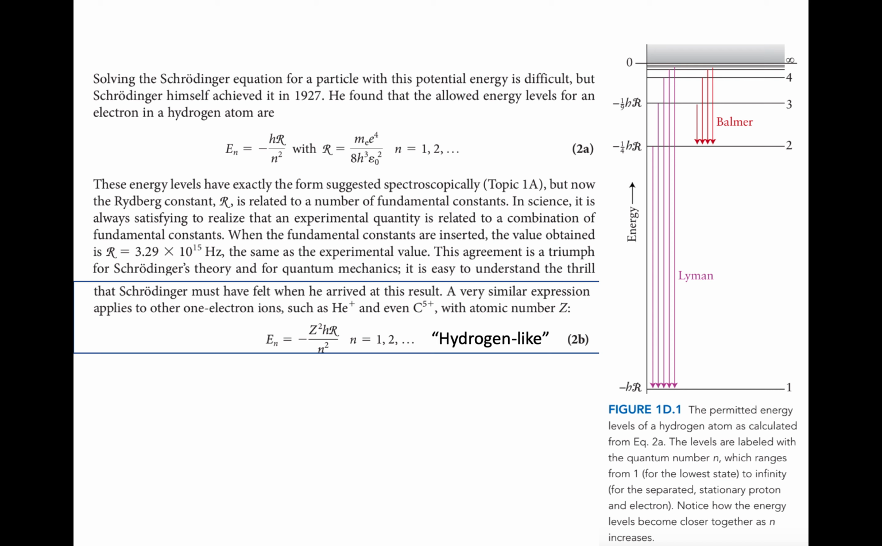There's the description for what we would call hydrogen-like atoms then. So these would be ones where we can vary the number of protons, so that's what the Z term is. We can vary the number of protons within that, but we only have one electron. That's what the description hydrogen-like means.